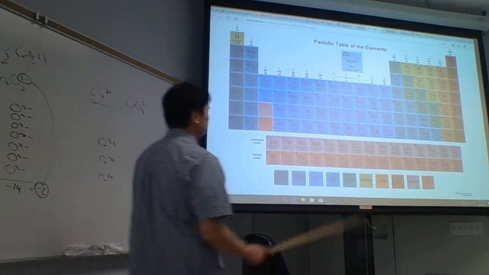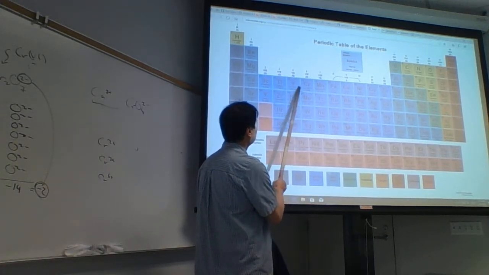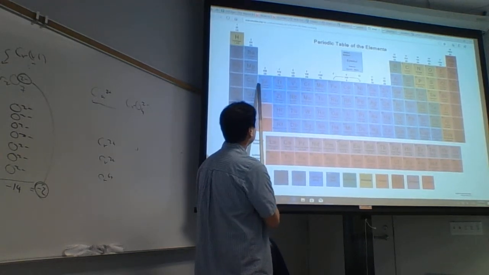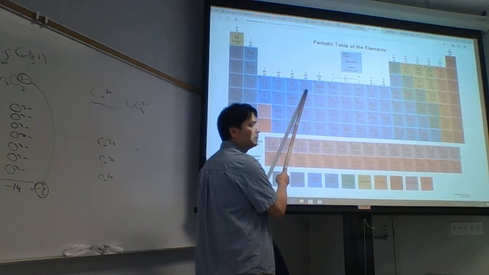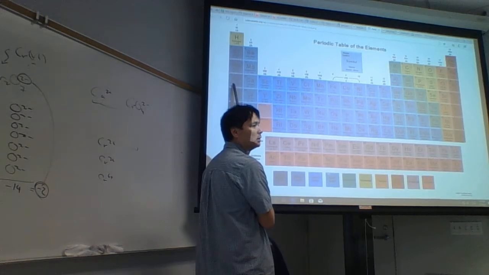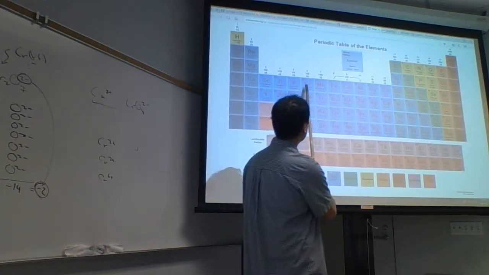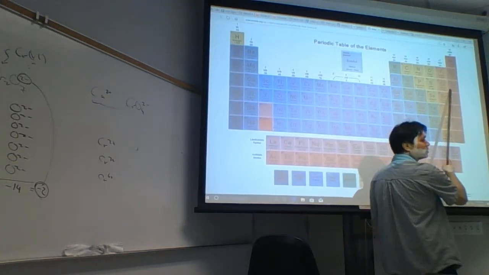So chromium can have variable charges. So for example, it could have +2. There's a reason for that. It could have +3. So if it's +2, it's like titanium. If it's +3, it's like scandium. It can have more charges though. Did you know chromium can have like +4, +5, if we're at +5, it's like this. If we go to +6, chromium's 24 electrons. If we go to +6, we're at 18 electrons, which is like argon.